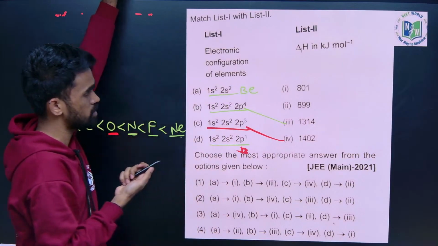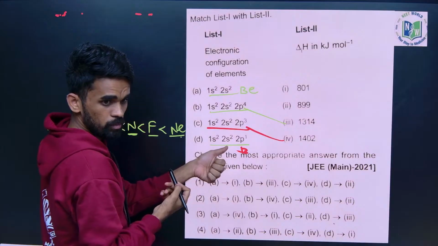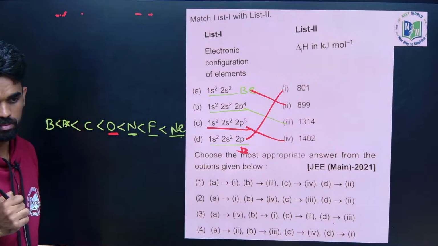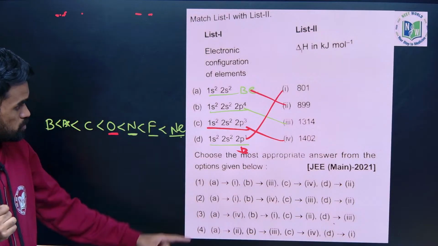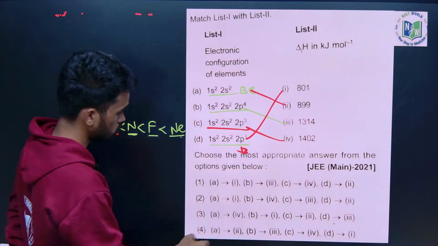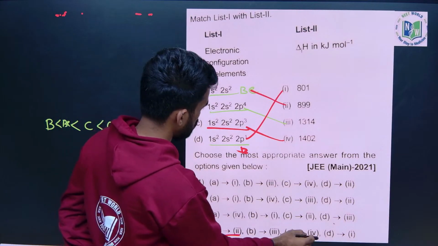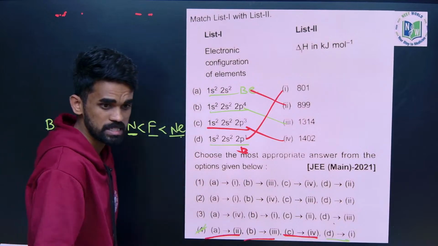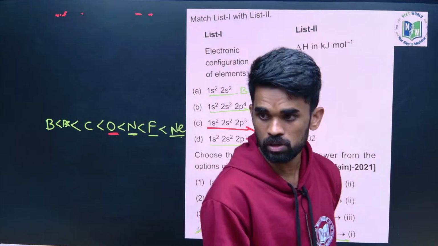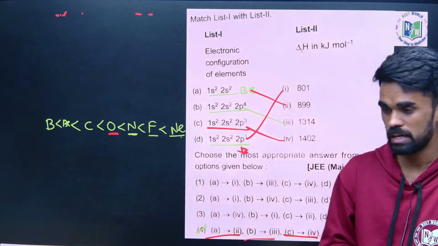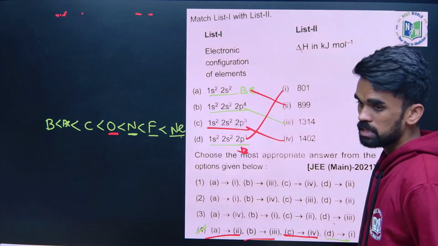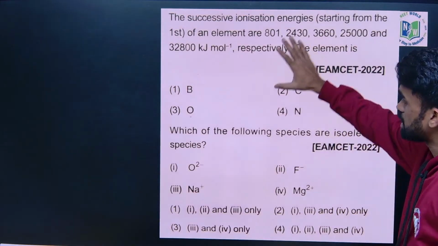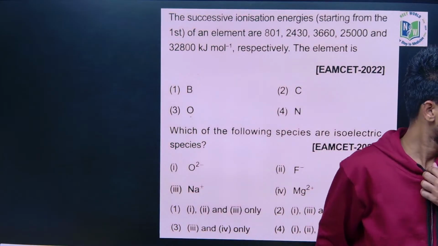Now arrange them. Least is for boron, and this is for beryllium. Now which option? Option 4: A2, B3, C4, D1. So option 4 is your answer for this question. Hope this is clear. If you want, you can open our modules and try some questions. You will definitely be able to solve questions from what we discussed today. If no doubts we can wind up.